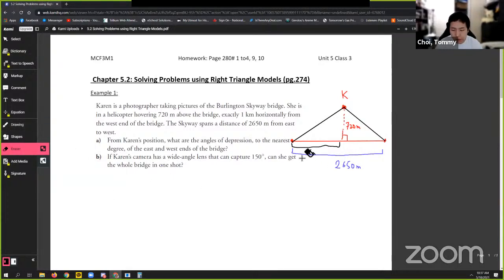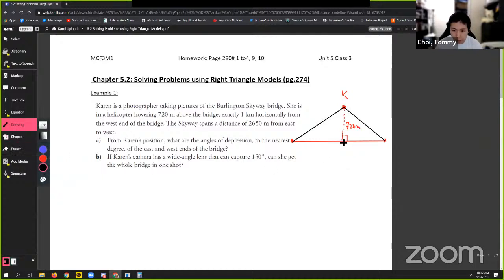So I'm going to make my life a little bit simpler. And knowing this information, I'm going to draw another point here. I'm going to say this is 1,000 meters. And this here is 1,650 meters. Does everyone see how I got that? 1 kilometer converted to meters is 1,000 meters. And since the whole bridge was 2,650, if I subtract the 1,000, I will get the leftover here. Okay?